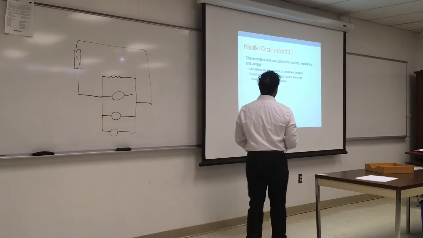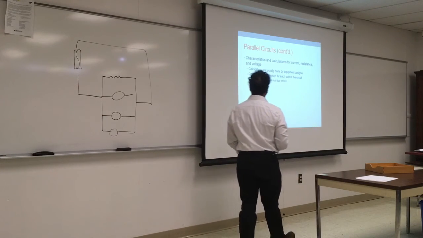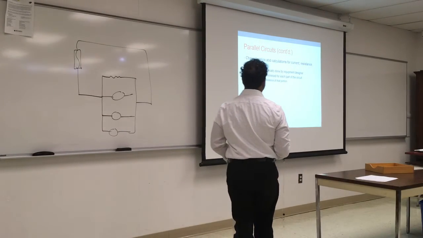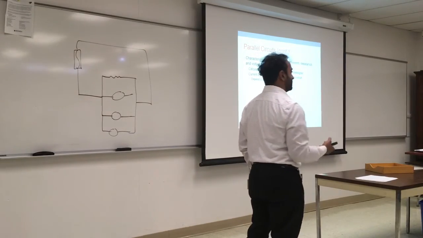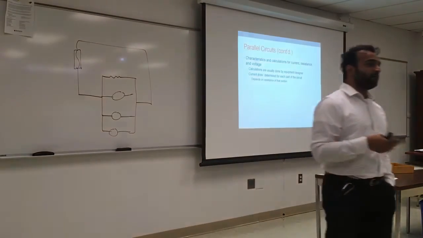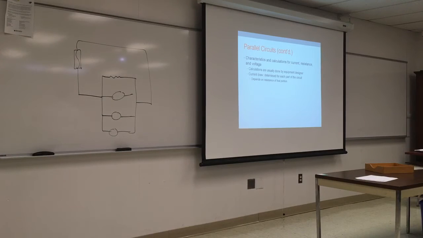So calculation is usually done by equipment design. The current draw determined for each part of the circuit depends on the resistance of that portion. So we said every portion of the circuit will have its own current. The current draw depends on the resistance. How do we know the current draw? By the resistance and voltage. If they give you the resistance and the voltage, you would find the current, how? Ohm's law. So Ohm's law will tell you how much current you're supposed to be drawing.